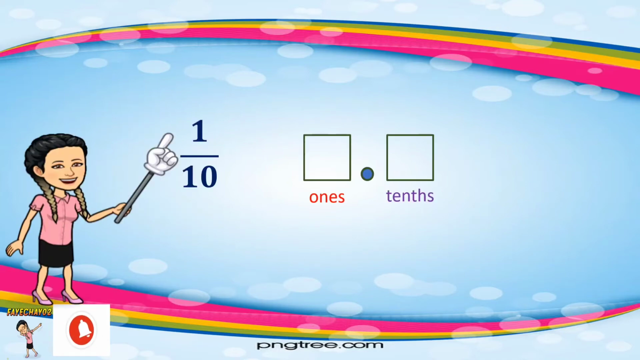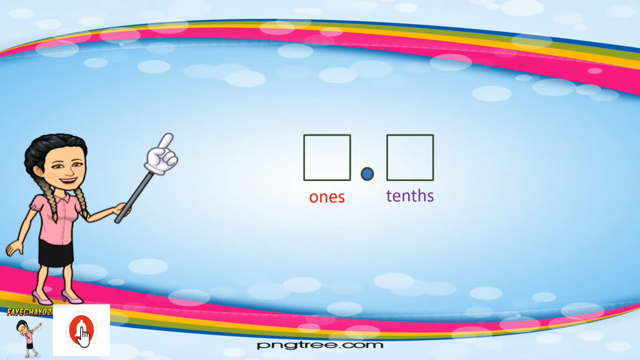Let us try this example: 1/10. 1/10 is easy to write as a decimal number because we have a number place just for counting tenths. All we have to do is put 1 in the tenths place, and since we don't have any whole number, put a 0 in the ones place. 1/10 can be written as 0.1.